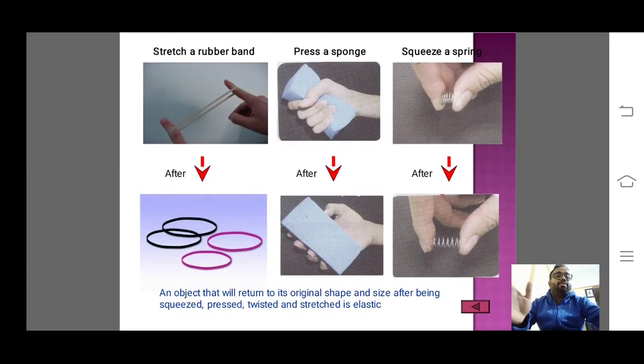Then we have the examples: stretching a rubber band, pressing a sponge, or squeezing a spring. What are the after effects of these forces? After we stretch a rubber band, it becomes like this. After we press a sponge, the water comes out. And after we squeeze a spring, it comes back to its original position. So an object will return to its original shape and size after being squeezed, pressed, twisted, if it is elastic.